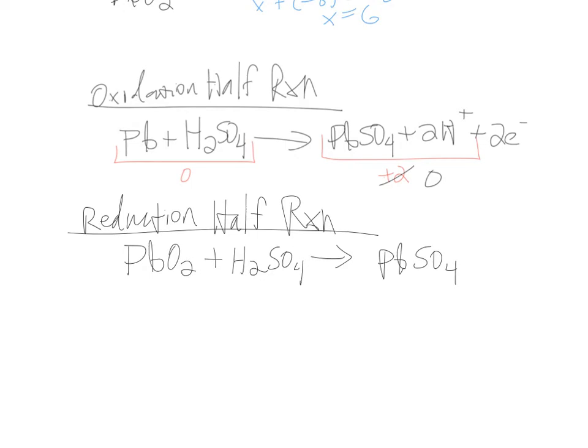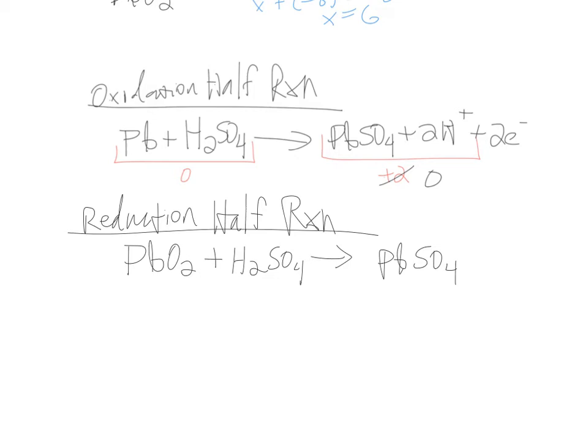Step 1 for balancing half reactions. Balance elements other than H and O. We have 1 lead atom on each side. That's balanced. We have 1 sulfur atom on each side. That's balanced. Step 2. Balance oxygen using water molecules.